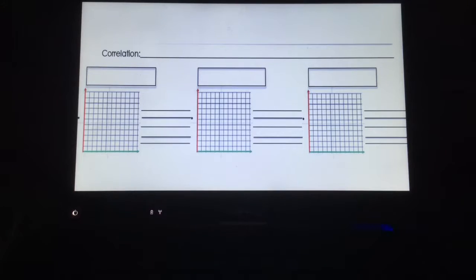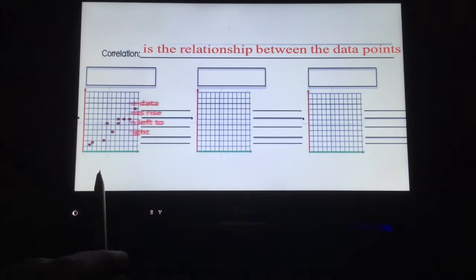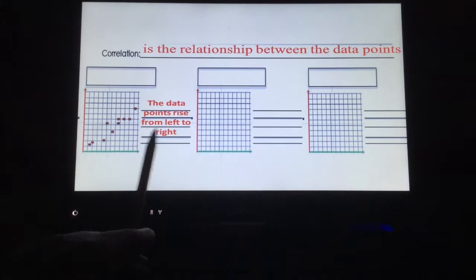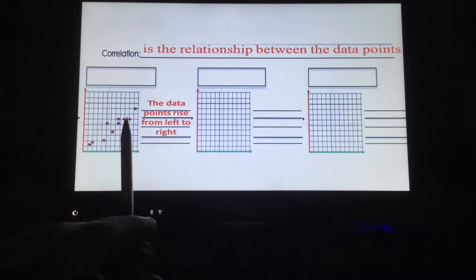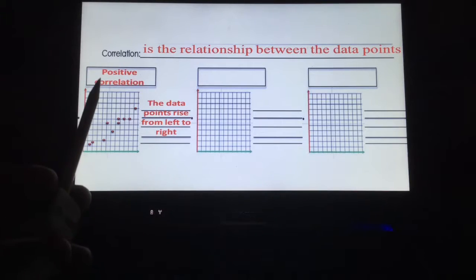All right, now we're going to talk about correlation. Now, correlation, let me put down the definition there for you, is the relationship between the data points. Now, hopefully you've seen this in the past. Let's take a look at this first set of data. Now, go ahead and make these random dots and make them increase a little bit. So from down here, then it increases from left to right. Okay, what I'm going to write here is that the data points rise from left to right. So as you can see, the data points rise from left to right. Okay, when something rises, it kind of looks like it's becoming positive. So we're going to put positive correlation.